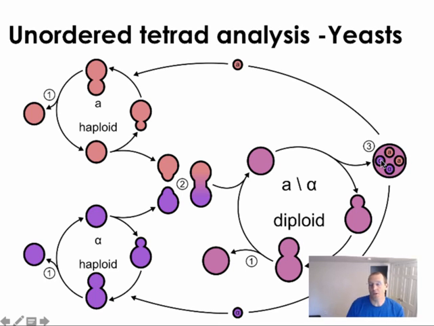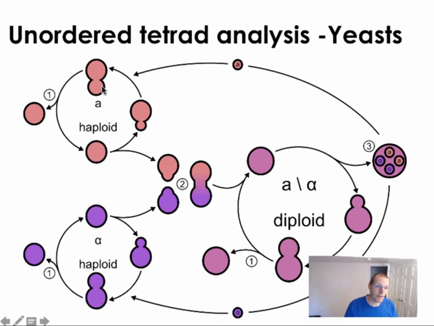And when you look at these asci, you can't determine the order of the spores. You don't know whether they're A or alpha, and they're not arranged in a particular order. And so they're said to be unordered tetrads. But you can still germinate these. You can take the spores and put them on a plate and germinate them, and then you can determine their genotype. And you can look at the phenotypic characteristics too. And so that whole process is called tetrad analysis.